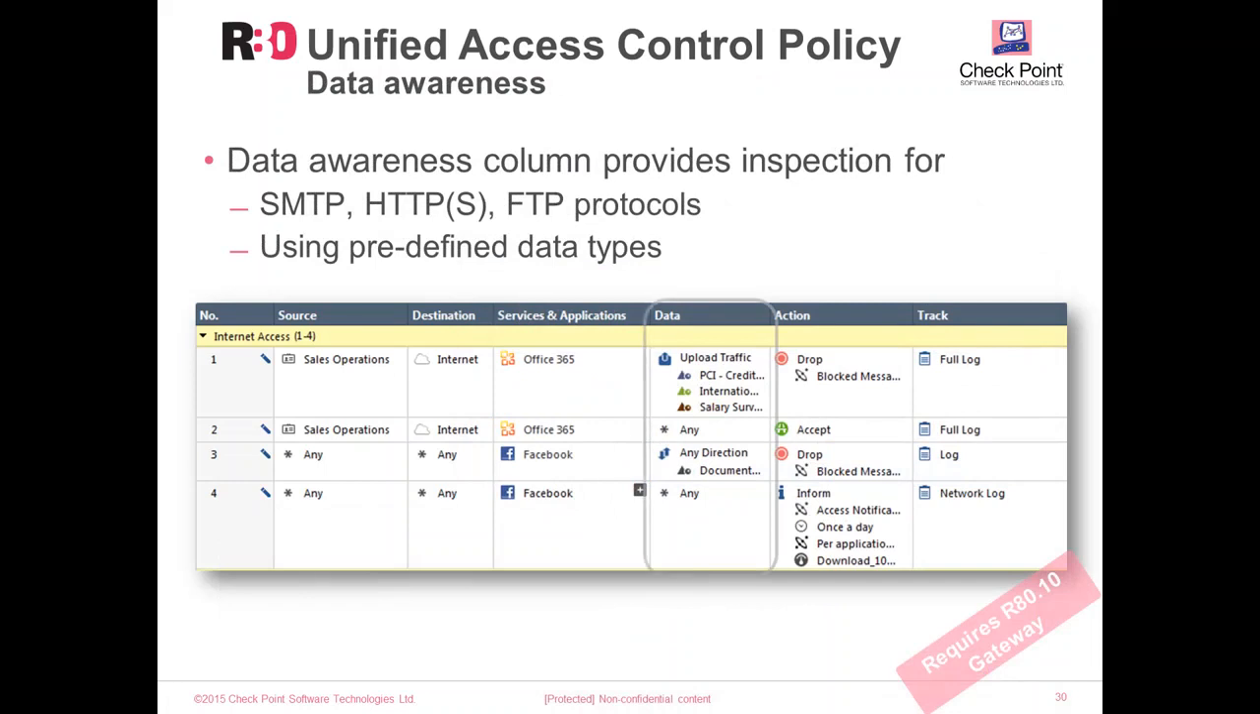In R80, we have a number of predefined data types that can be used for the data awareness blade. This is going to be called the Content Awareness Blade in R80.10. So in order to use data aware policies that can inspect data of traffic over SMTP, HTTP, HTTPS, or FTP protocols, you need to have an R80.10 gateway. And this blade is going to be called Content Awareness Blade in R80.10.